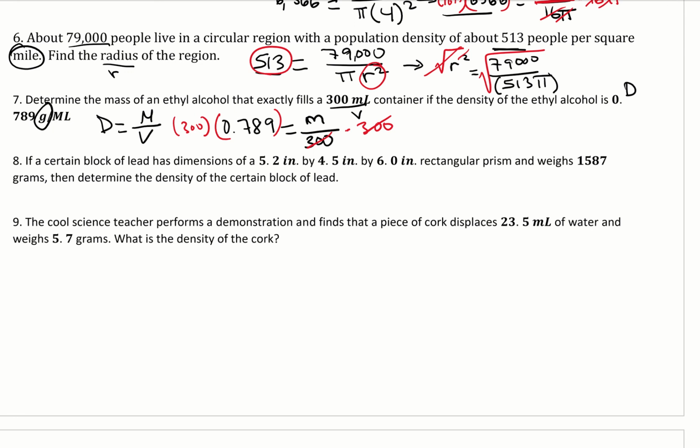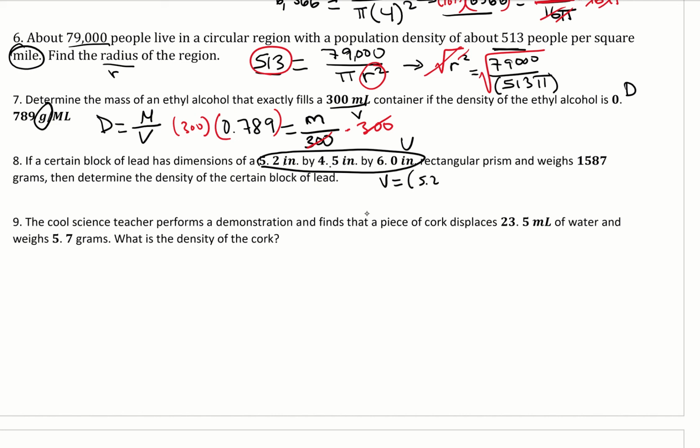All right, so for number 8, a certain block of lead has dimensions of a 5.2 inch by 4.5 inch by 6.0 inch rectangular prism and weighs 1,587 grams. Determine the density of the block of lead. Okay, so this is going to help us calculate our volume, right? The volume of a rectangular prism is just length times width times height, so we're going to multiply those.